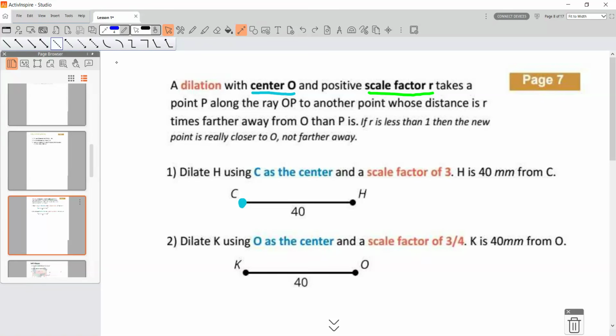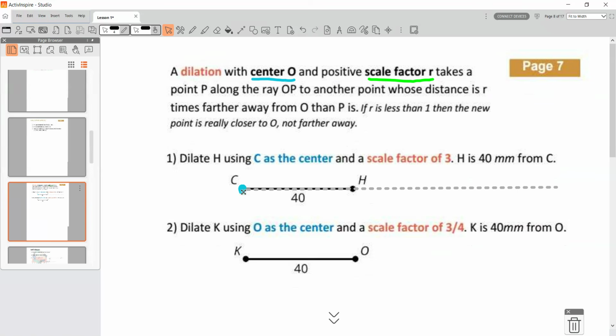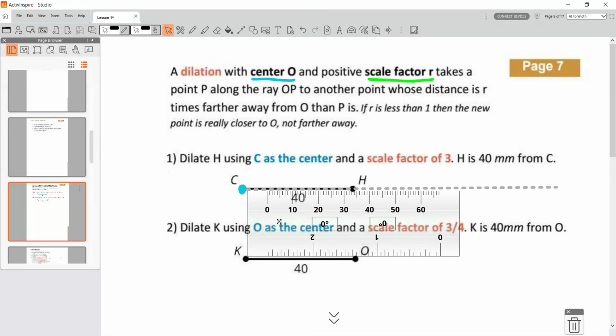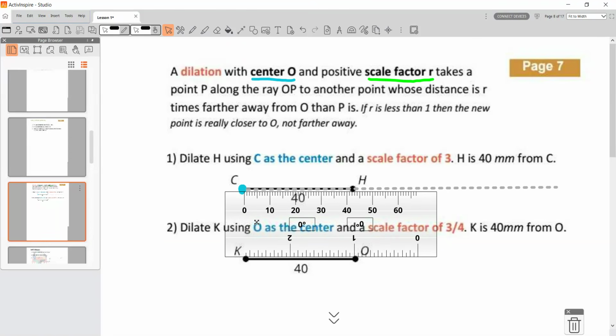So I'm going to get a different color here and make that smaller. Okay, but lay your ruler and just extend this line. So just draw a line out, because H is going to move along that extension of the center to the original. And so now you need to take your ruler and measure how far it is from C to H. Okay, so measure how far it is from C to H.